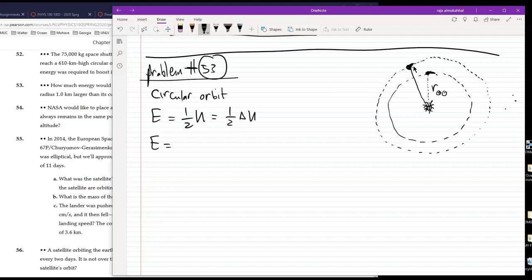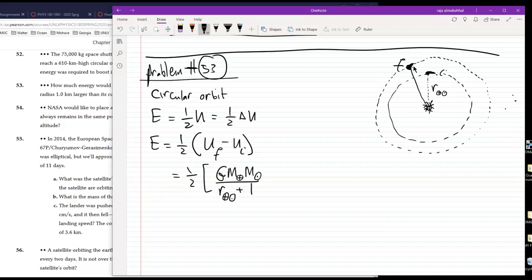The energy required would be one half U final minus U initial, where this is final and this is initial, okay? And that's it. So in this case, we will have something like one half, what is U final? G m Earth, m Sun, over what? The distance between the Earth and the Sun, plus that d, remember that distance d, minus G mass Earth mass Sun over the original distance. And there we go, we're done. That's it. It's really that simple. All you need now is to plug in whatever number.